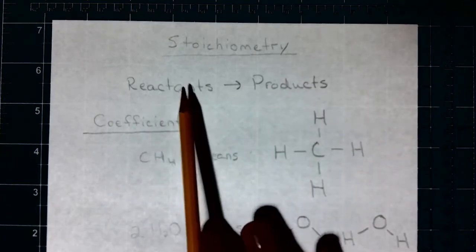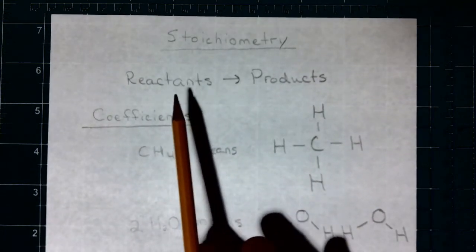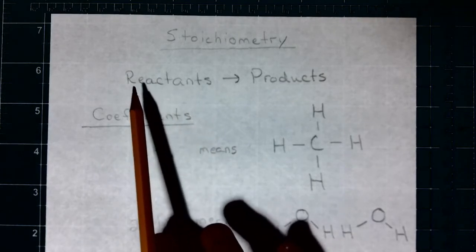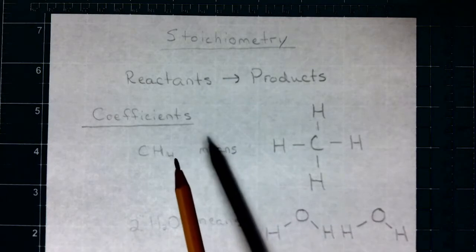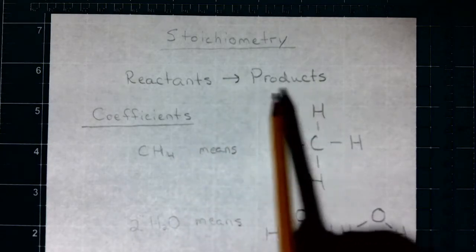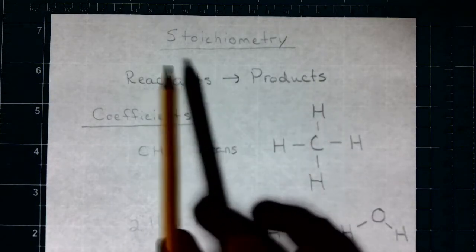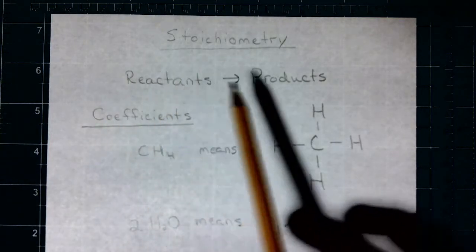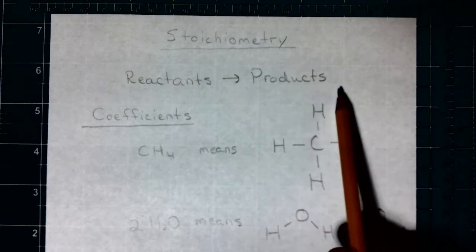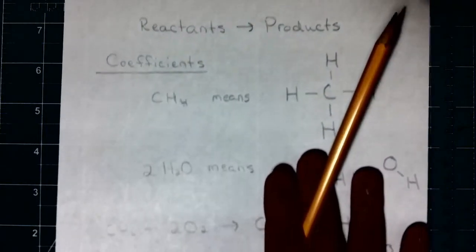So first, before we jump right into it though, I want to do a little bit of review here. So we have reactants. We're going to draw a line to indicate that a chemical reaction has happened, and then that's going to produce our products. So everything to the left of this here, where the arrow is coming from, are our reactants. Where it's going to is going to be our products.